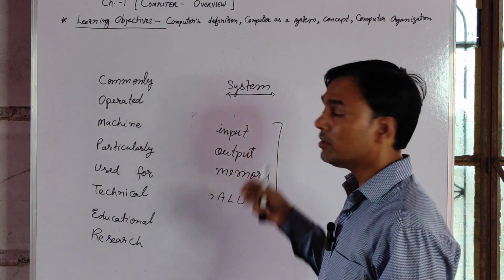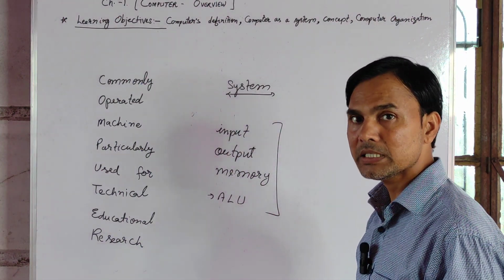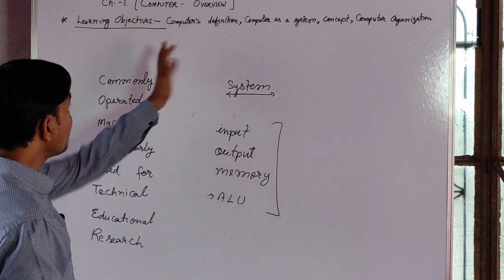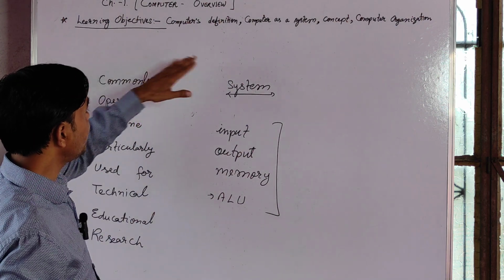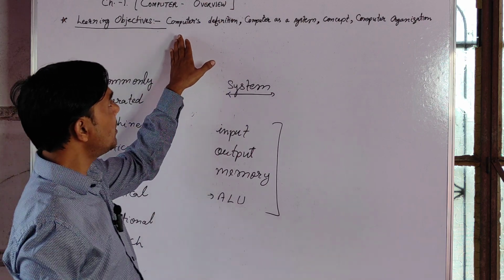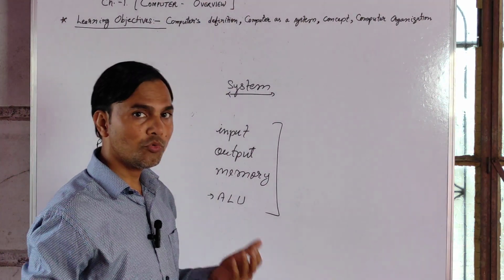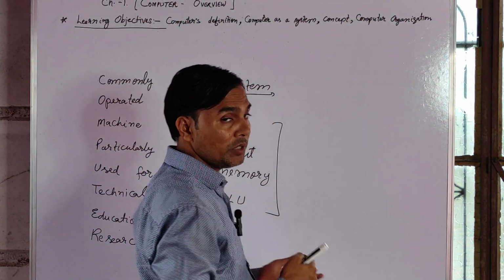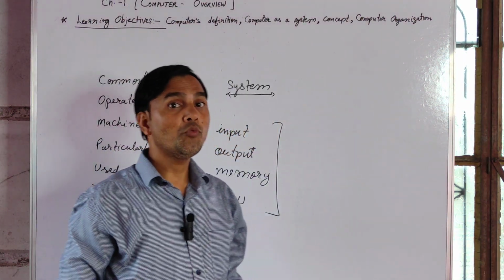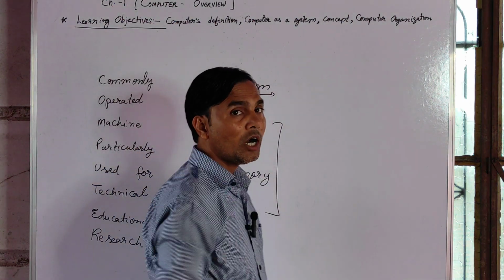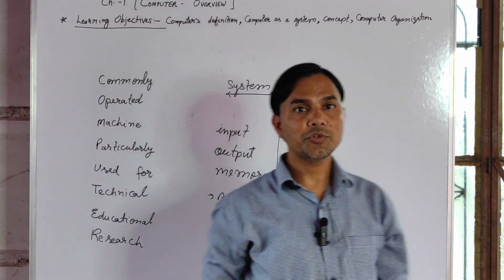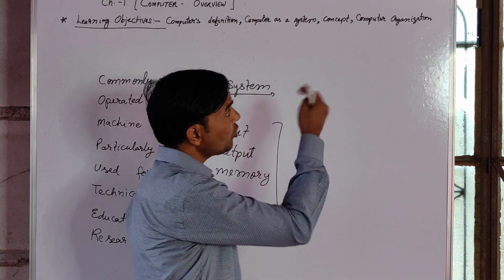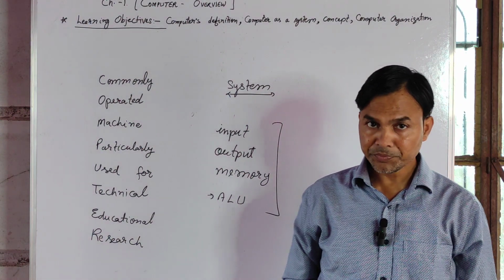I am going to start the very first chapter of CBSE class 11 computer science, that is computer overview. So we are going to learn different things in this chapter. The first is the computer's definition, meaning how to define a computer. Computer as a system, meaning what a system is and what it does. So concept, how we can create the computer environment, so we will know what a computer system concept is. Next and final topic is computer organization.